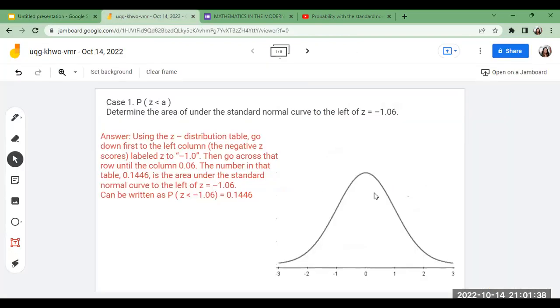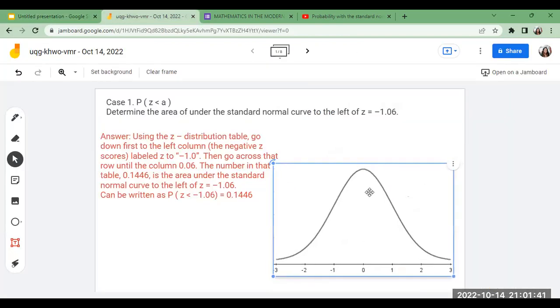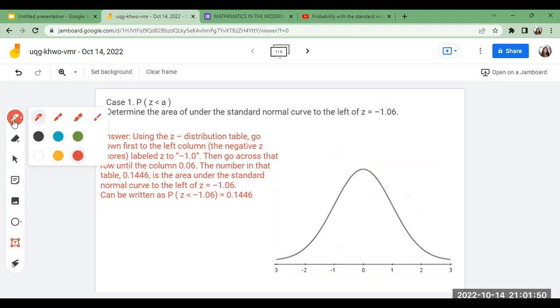Let's use this. So we are looking for the area to the left of Z equal to negative 1.06. And see, negative 1.06 can be found at the left part. And negative 1, it's not exact because it's negative 1, so let's adjust a little. Negative 1.06.